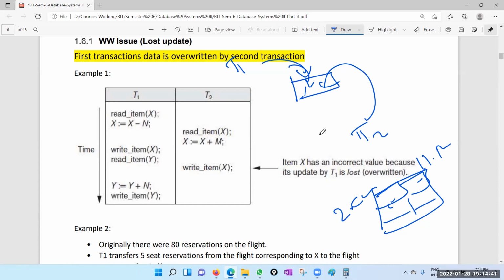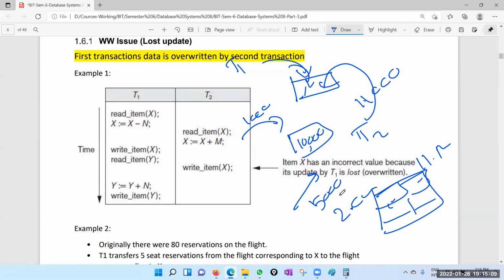For example, there are two deposits happening. Earlier the balance was 1,000. This guy is depositing say 10,000, and this guy is depositing 5,000. Now both have read the value 1,000, and this guy increments it by 10,000 and writes it as 11,000. The other guy, when he read, it was 1,000, now incremented by 5,000, and it's written as 6,000. But in reality, it should have been 16,000.